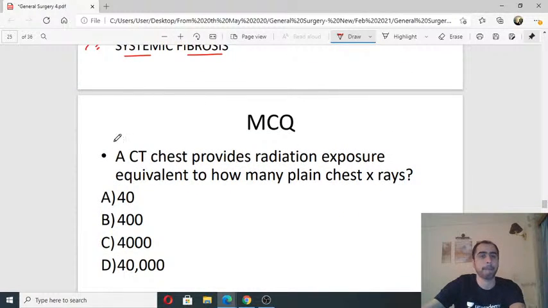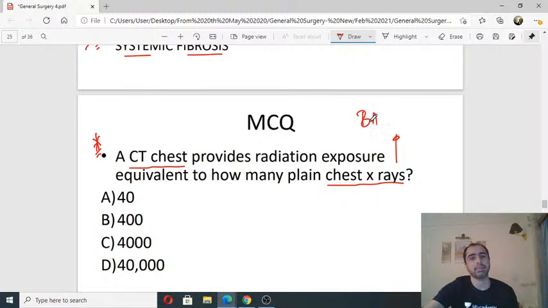Okay. More than the question, what's more important is the next slide, which I want you to get a good grip of. When I do a CT chest, it will give radiation equivalent to how many plain chest X-rays? Basically, a chest X-ray is taken as the baseline when I do radiology.